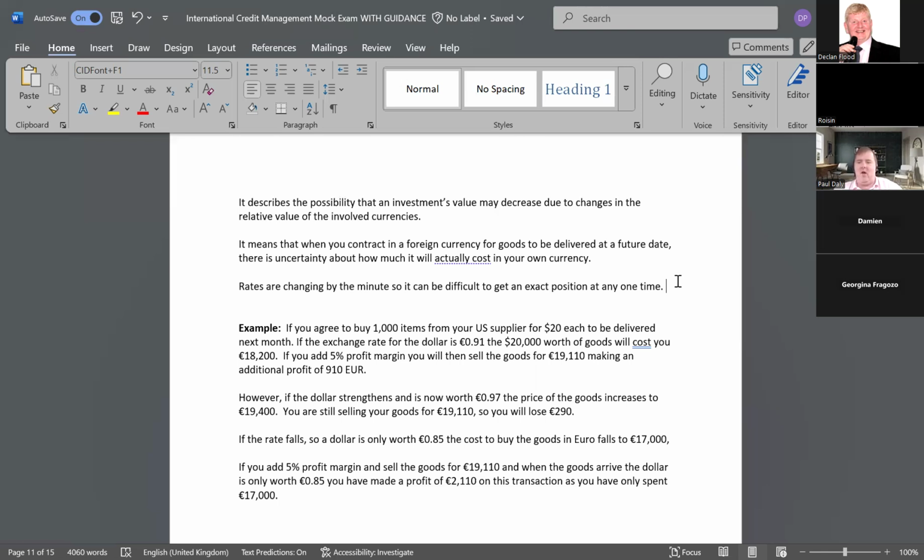Guess what? We have now lost 290 euro. We paid out 19,400. We got back in 19,110. We have lost 290 euro. So that shows you what can happen when things go wrong on the exchange rate side.